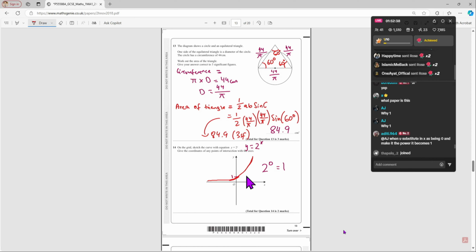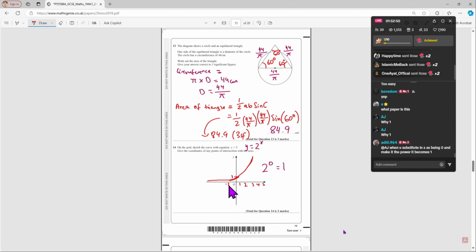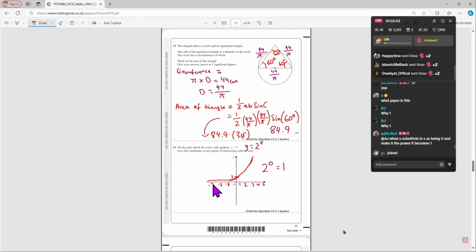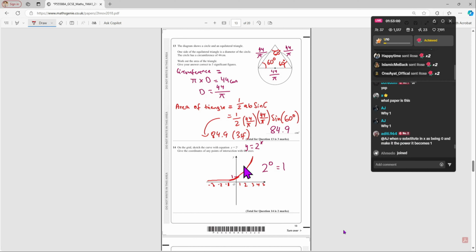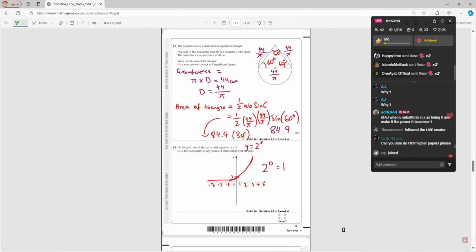And now to sketch the graph, you imagine that this is labeled 1, 2, 3, 4, 5, and then -1, -2, -3. You substitute it in, and then you draw the estimated curve like that. Remember, it says it's a curve, so it's not going to be a straight line. It's going to be a curve. And that will be your easy 2 marks, just like that.